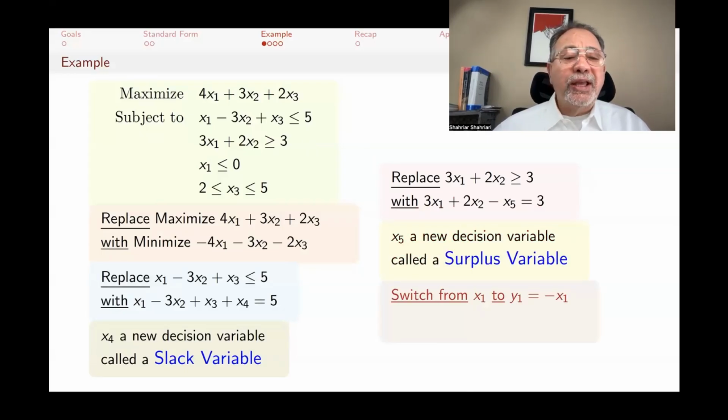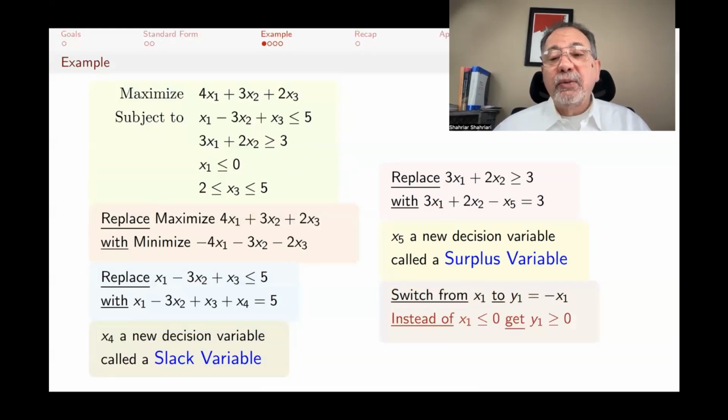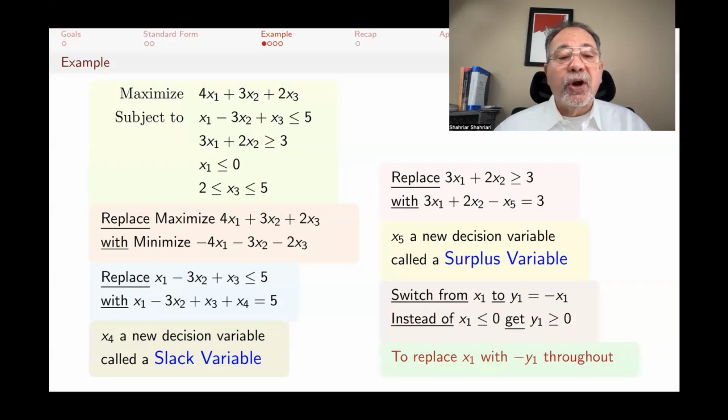And what do I do with x1 being less than or equal to 0? I just change variables. Instead of x1, I'll put y1. What's y1? y1 is minus x1, so x1 is minus y1. And if x1 is less than or equal to 0, then y1 will be greater or equal to 0. So everywhere in the problem, wherever I see an x1, I will put a minus y1.